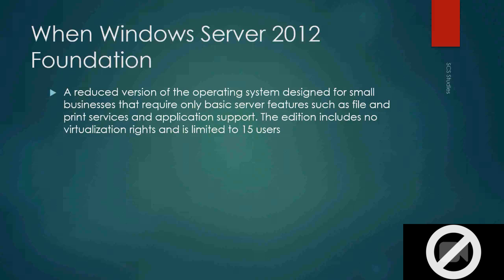Foundation is different from Essential as well. In which points? It has a reduced version of the operating system. This is the first difference. Designed for small business, limited to 15 users, that require only basic server features such as file share, print share, and application support. These are the features available in the Foundation Edition, and it includes no virtualization rights. That means it does not support any virtualization instance, so Foundation can only be installed on physical hardware.